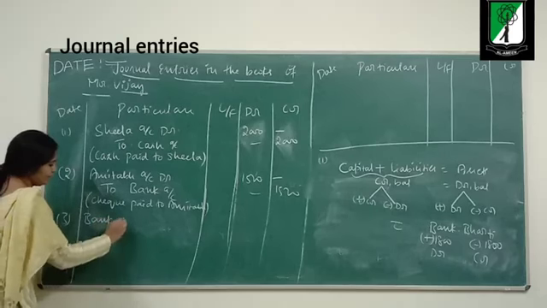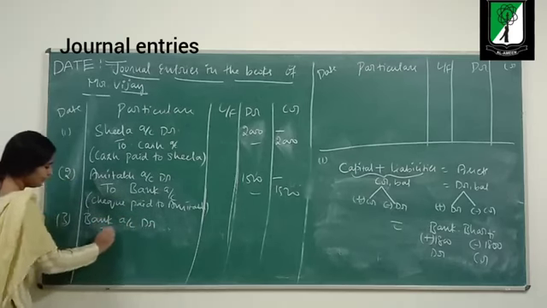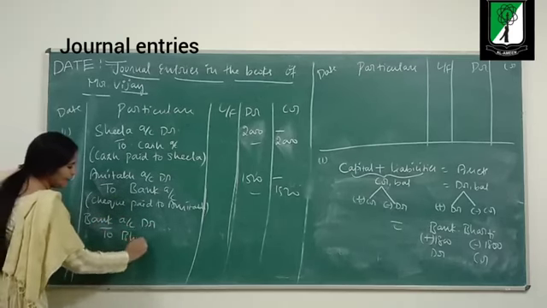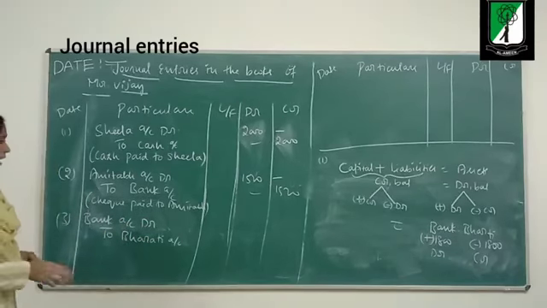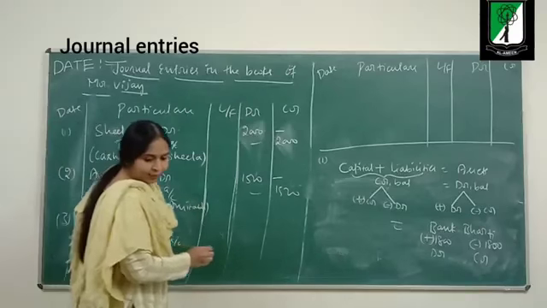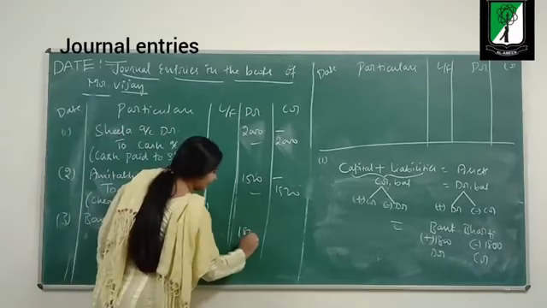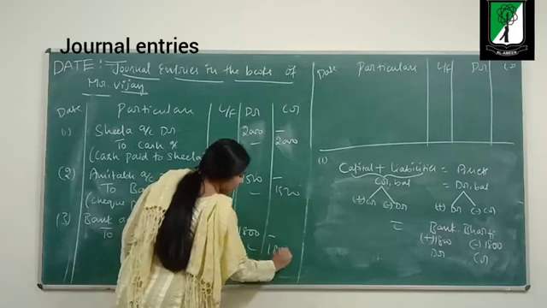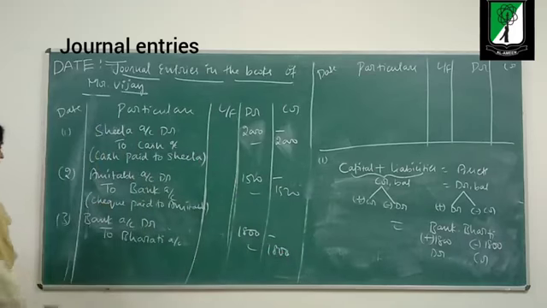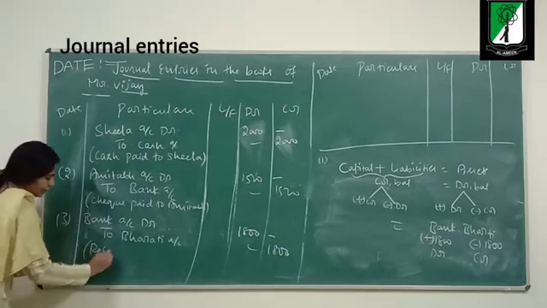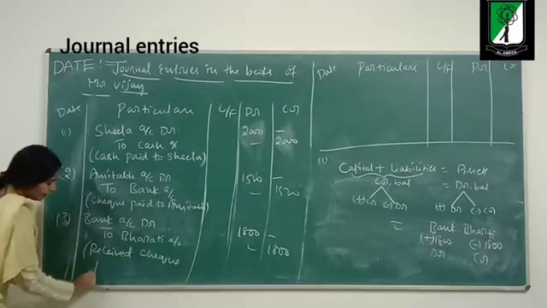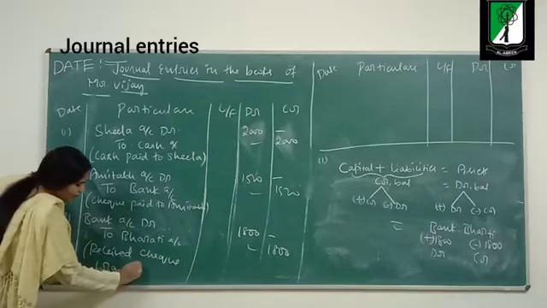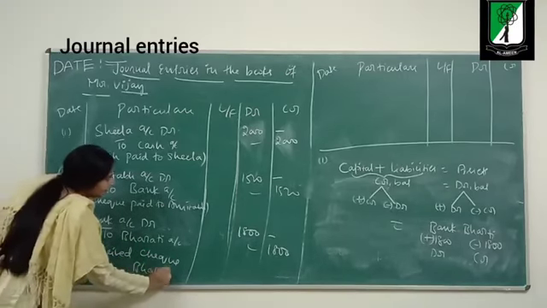Bank account debit to Bharati account. What is the amount? Rupees 1800. So what is the narration? Received check from Bharati. Okay. So this is the journal entry.